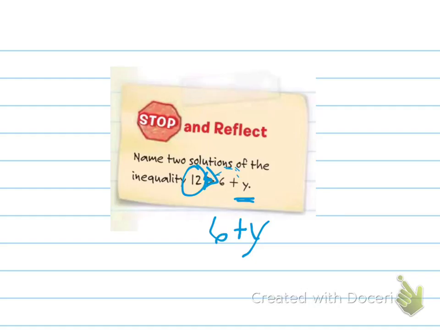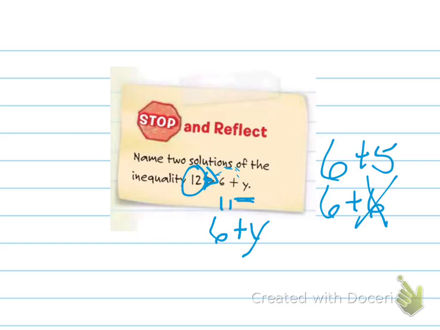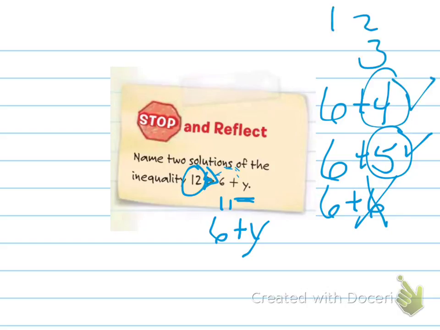So it can't be 6 plus 6. So 6 won't work. But how about 6 plus 5? 6 plus 5 would be 11, and 12 is greater than 11, so 5 would work. You could choose 6 plus 4. 6 plus 4 is 10, and 10 is less than 12, so that would work. 3, 2, 1, 0. All right, so you could have picked any number between 0, 1, 2, 3, 4, and 5. 6 cannot be included in that.